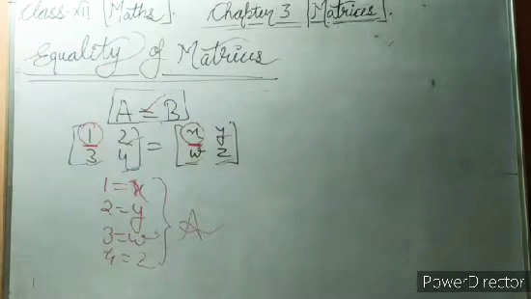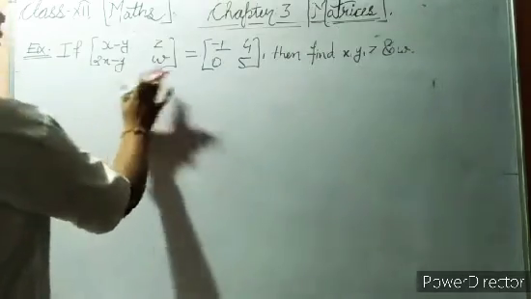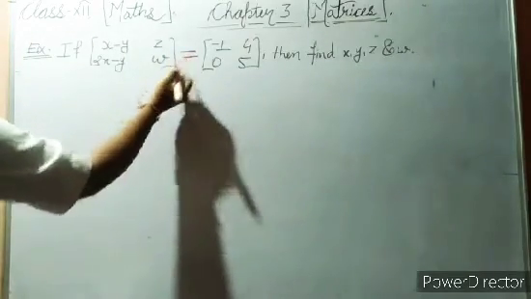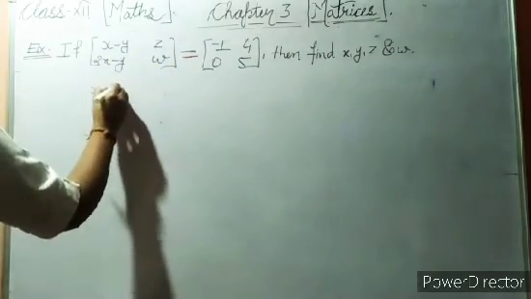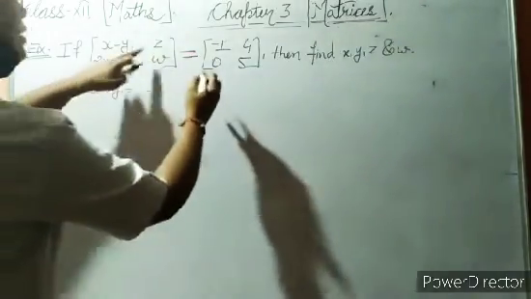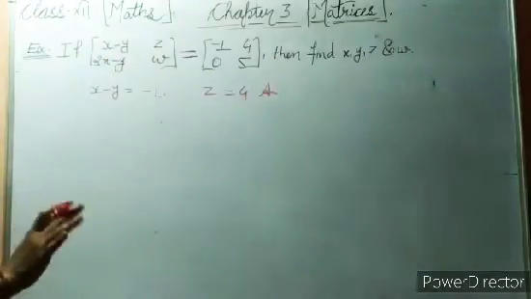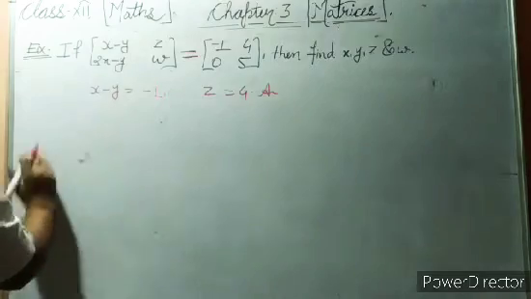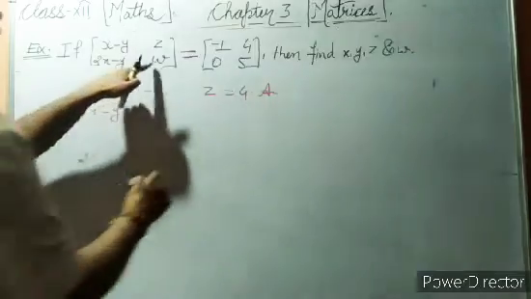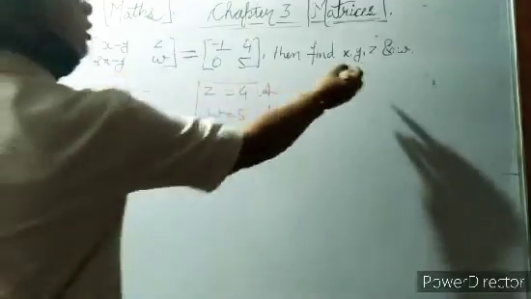See this question. The question says this matrix is equal to this matrix. Please understand this sign. It says equal. That means x minus y is equal to -1. In the same way, z is equal to 4. So the answer is z is equal to 4 directly. And 2x minus y is equal to 0. And lastly, w is equal to 5. This is also an answer the question wants to know.